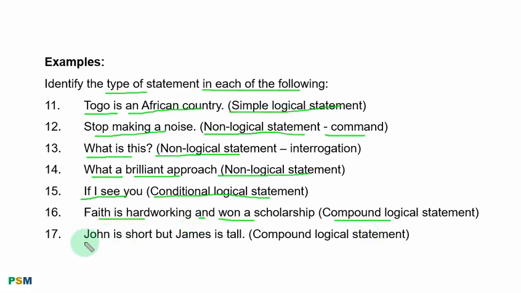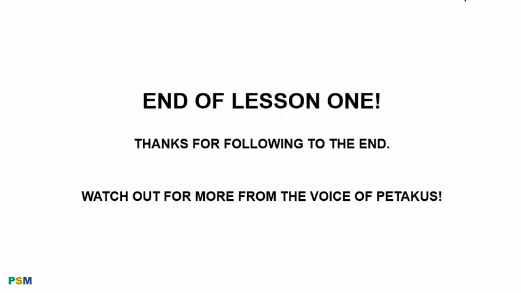17. John is short, but James is tall. This is a compound logical statement. End of lesson 1.